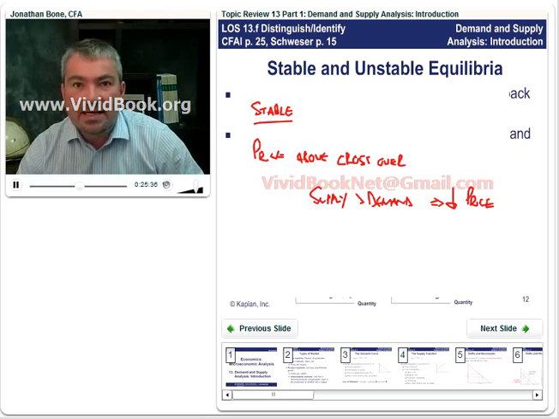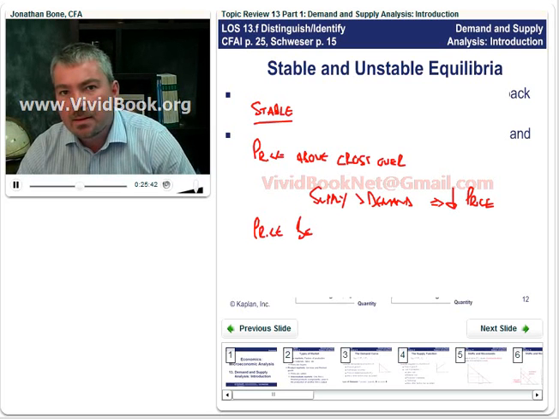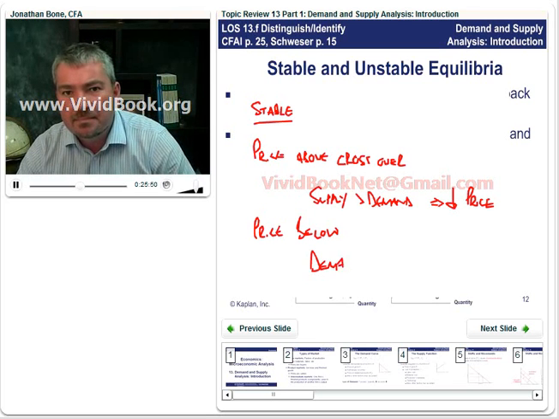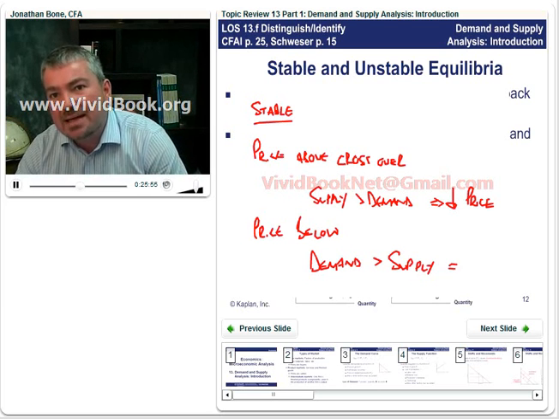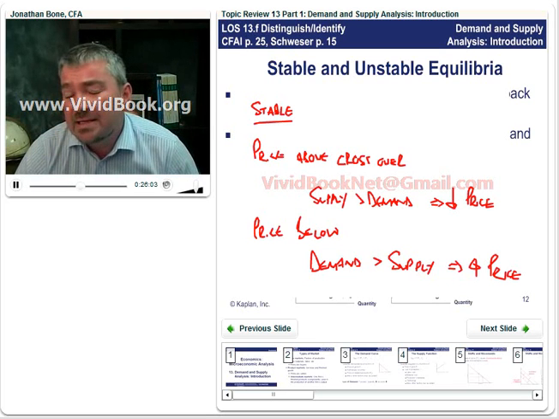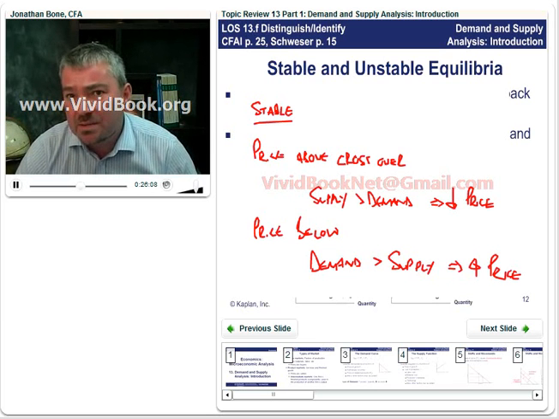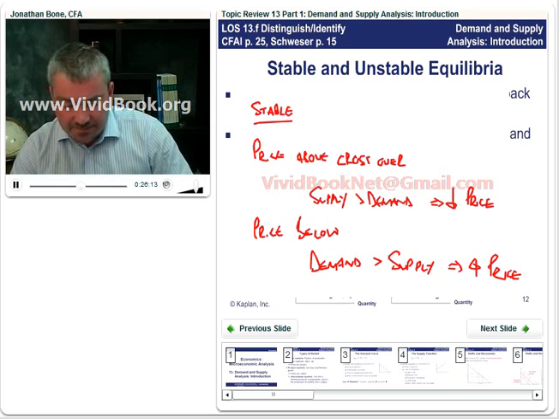Now, of course, if price is below our crossover point, then essentially for a stable equilibrium we need demand to be greater than supply, because of course that's going to cause our price to rise. Therefore, unstable scenarios will be the reverse of this, where supply outstrips demand even though the price is below the crossover point, and that causes prices to fall. In other words, we move further and further away from our equilibrium points.